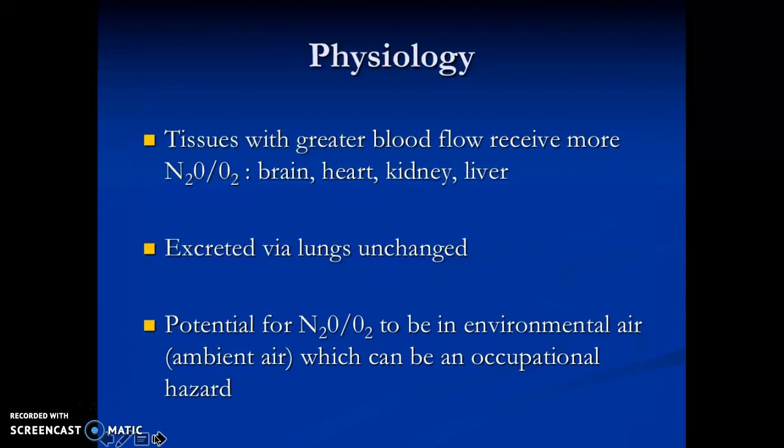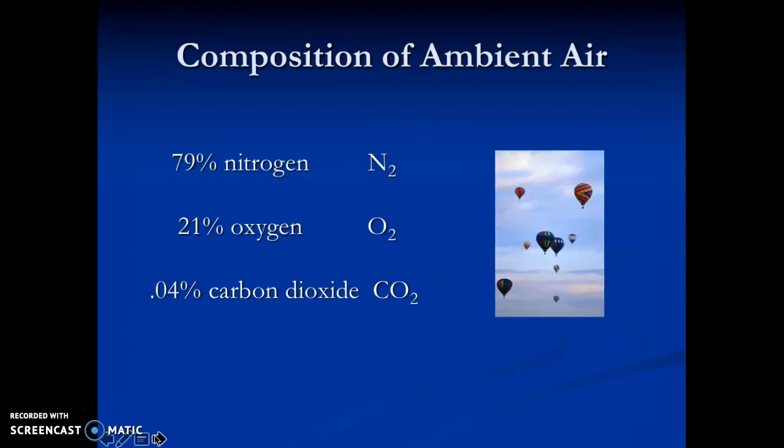Tissues with greater blood flow receive more nitrous oxide or oxygen when it is excreted, when it is done. Nitrous oxide is excreted via the lungs unchanged. So a little bit while we'll talk about it, it is not excreted through the kidneys. It's not metabolized in the liver like other drugs. It is excreted via the lungs unchanged. What does that mean? Well, there is the potential for some nitrous to be in the environmental air or ambient air, which can be an occupational hazard. Of course, we are going to talk about that.